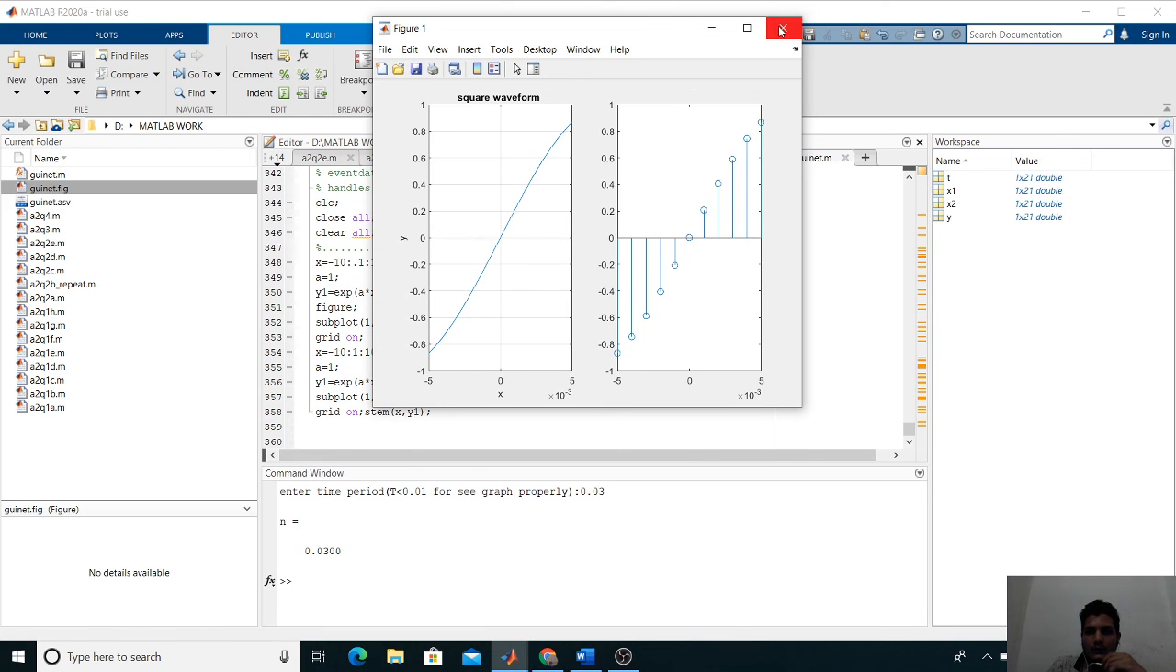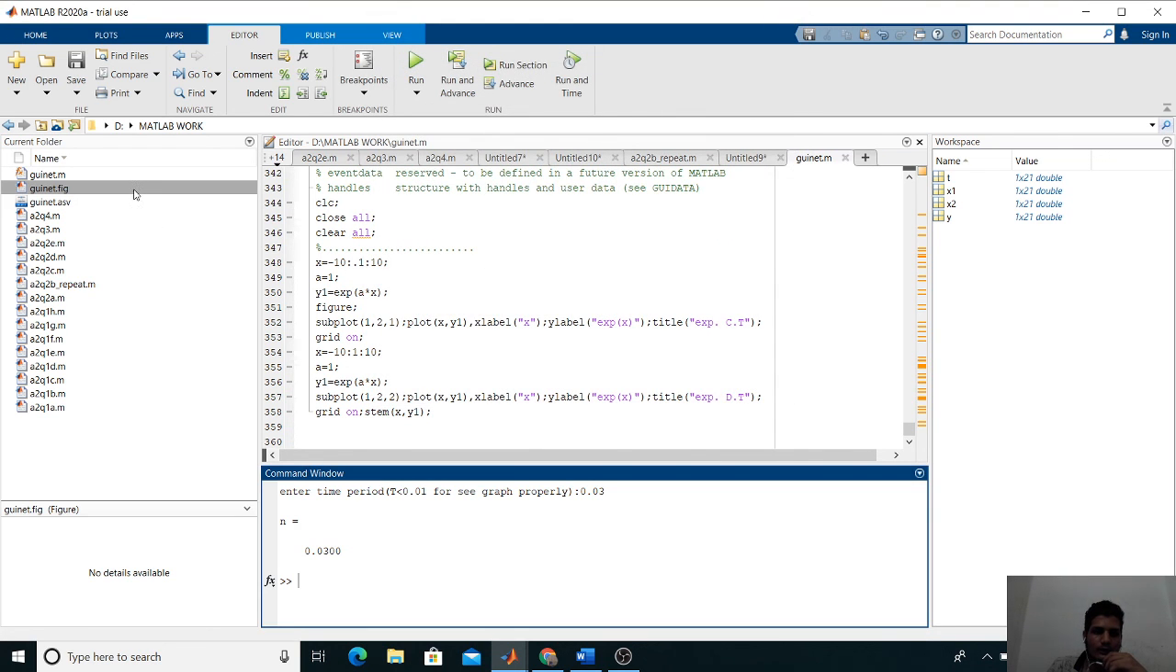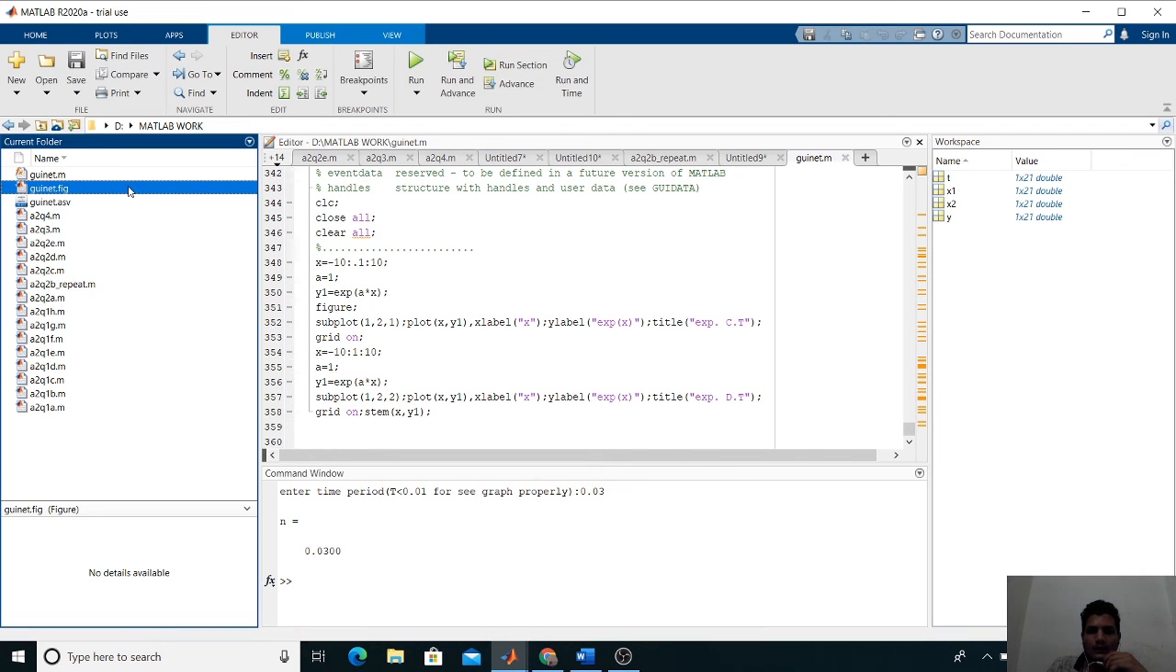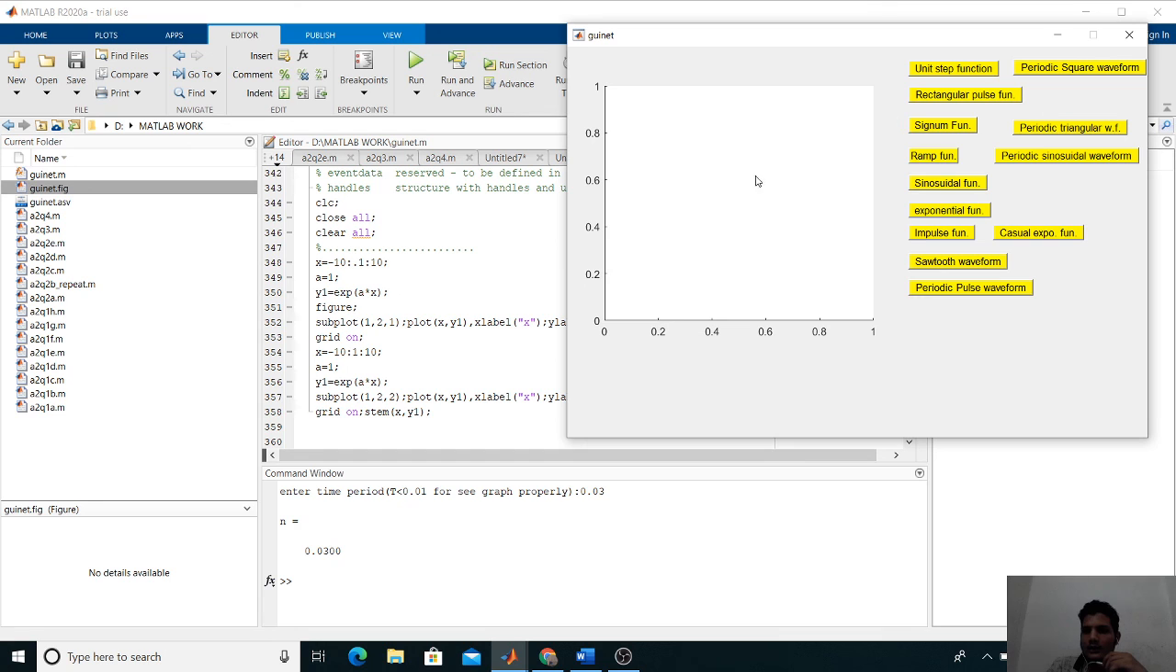Okay, and run it. See, this will be the form of the graph. Like this I can run all the GUIs, and I have interlinked my code with the template. See, this is my main template of the GUI.